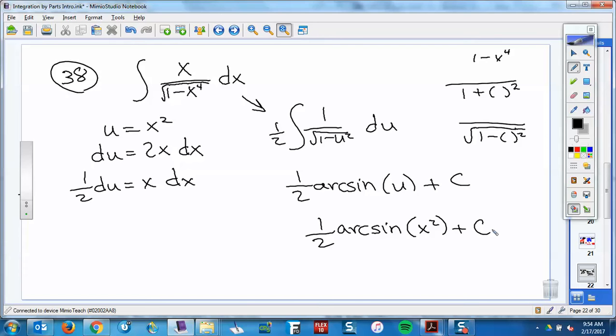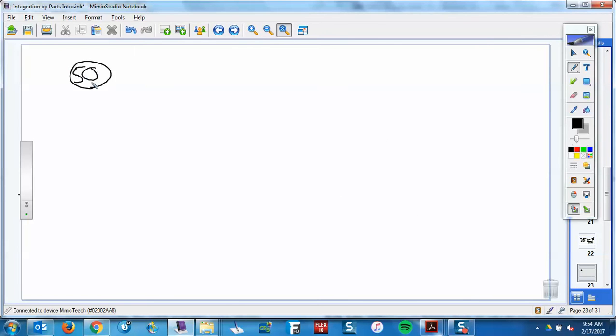Okay, Spencer? 50. Is that in the book too? Yeah. What do you got? X squared over x minus 3 dx. No, it's just x. Oh, just x minus 3.